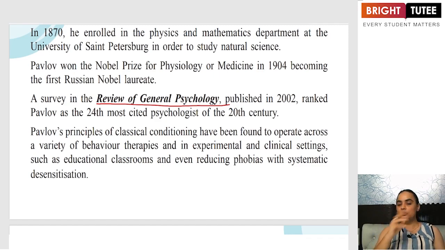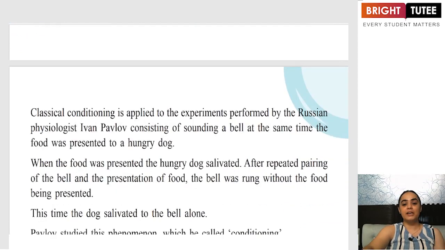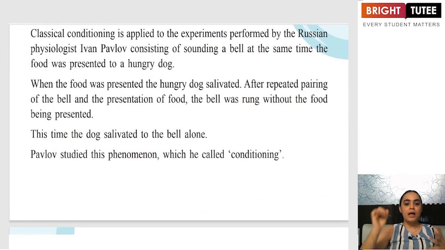Now let us talk about the classical conditioning theory. Pavlov gave the theory of classical conditioning, and the principles of this theory are followed and spread across a lot of behavioral therapies. They are used in experiments, in clinical settings, in education, and they help in reducing phobias and fears in people. So this is how his theory ended up helping people. Now, classical conditioning is applied to the experiments performed by the Russian psychologist Ivan Pavlov.